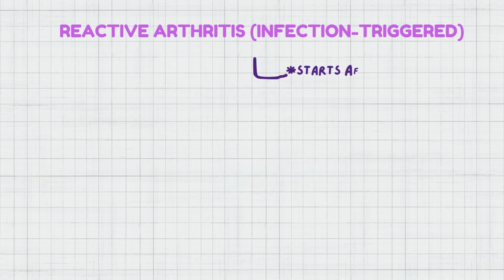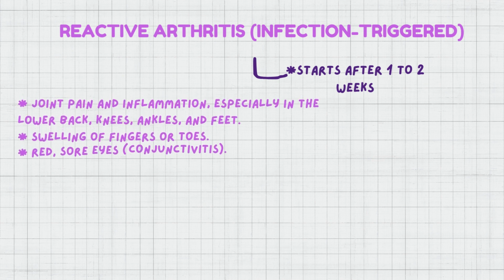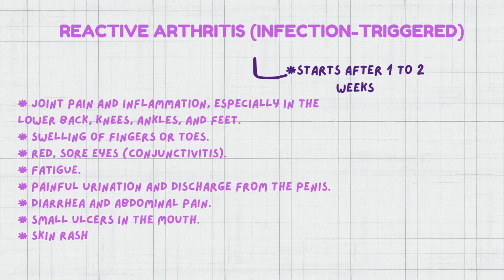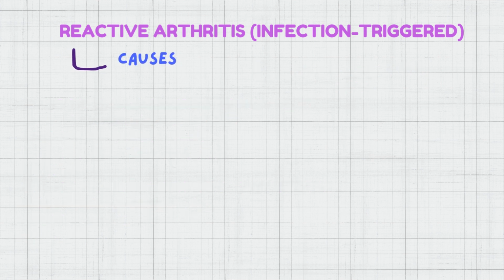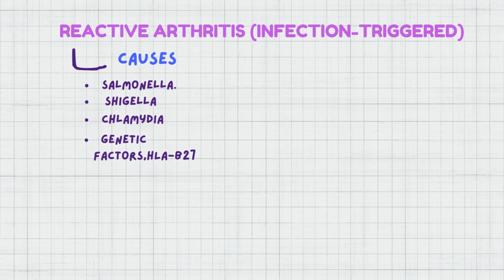Its symptoms start after 1 to 2 weeks. Joint pain and inflammation, swelling of fingers, red, sore eyes, fatigue. Small ulcers in the mouth can occur. It is caused by organisms like Salmonella, Shigella, Chlamydia, genetic factors, age, stress, or environmental factors.